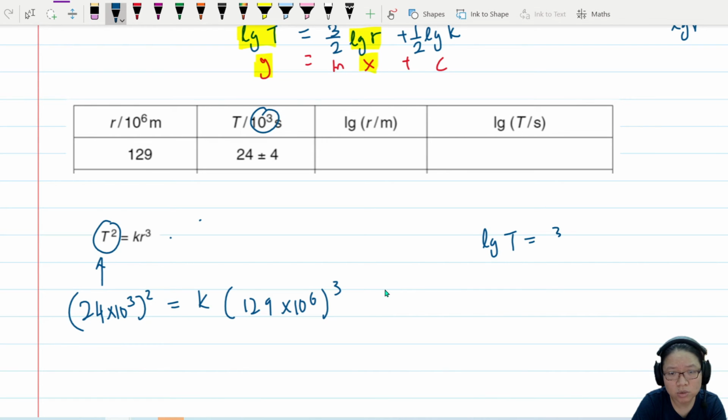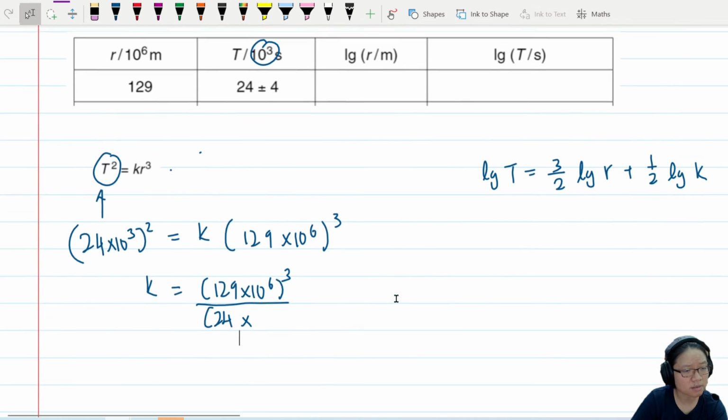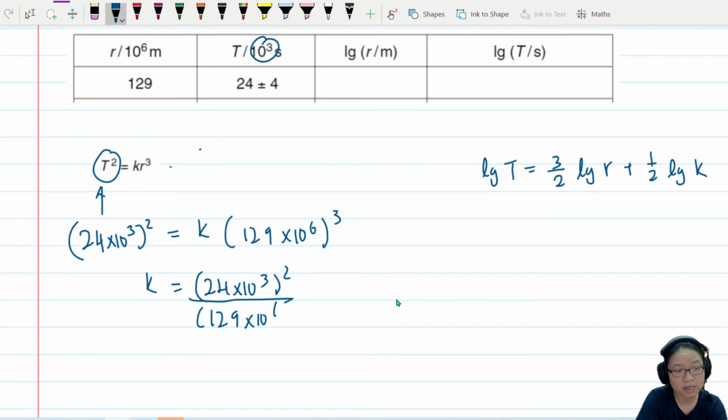Log t is equal to 3 over 2 log r plus 1 over 2 log k. Let's say both purposes are to find the value of k. In this case, my k, I will have to take 129 times 10 to the power of 6 to the power 3 divided by 24 times, no, it's reverse. Give me a sec to change this. K would be 24 times 10 to the power of 3 squared. This is very taxing for the computer to run because the numbers are very big. Whereas this one, let's try. We're going to log t now.